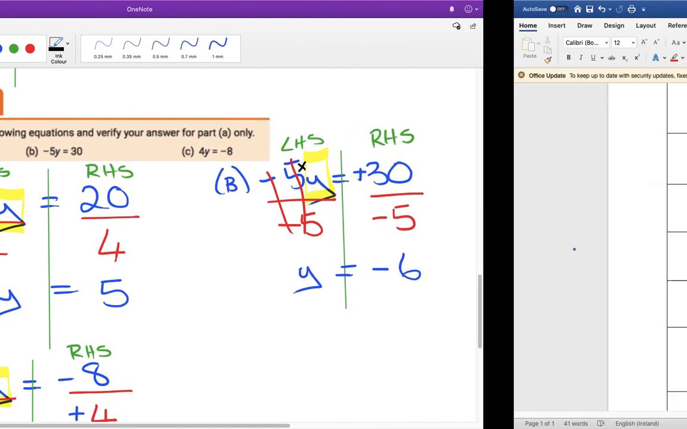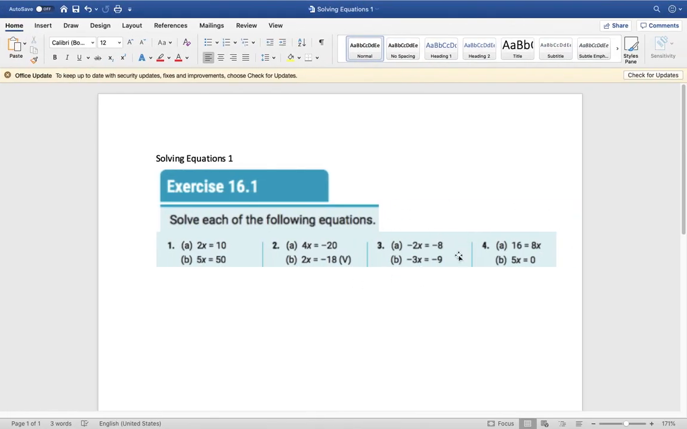Okay, so there's a few questions, I don't know where it is. Here. Okay, so you have 8 questions there for homework, and as I said, ignore that V. Just pretend it's not there. We'll talk about verification a different day. Okay?